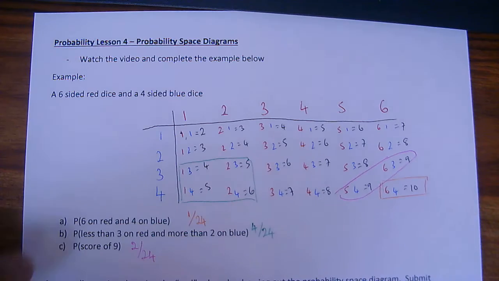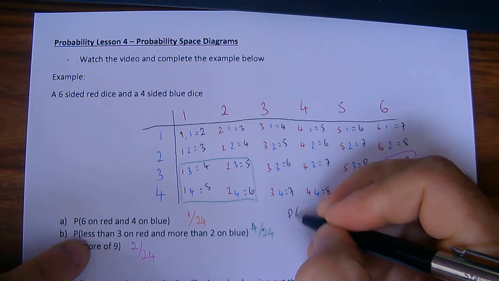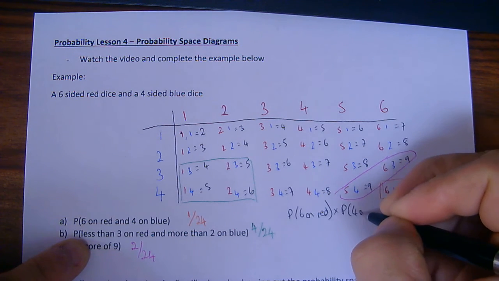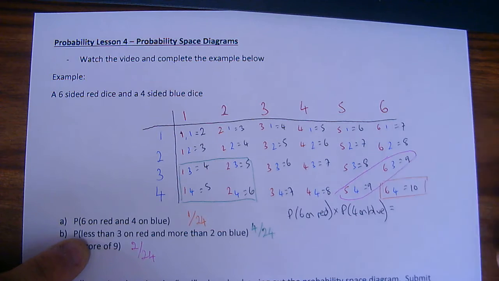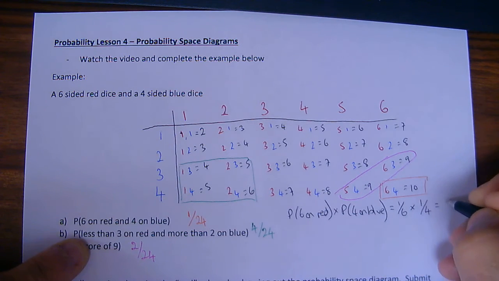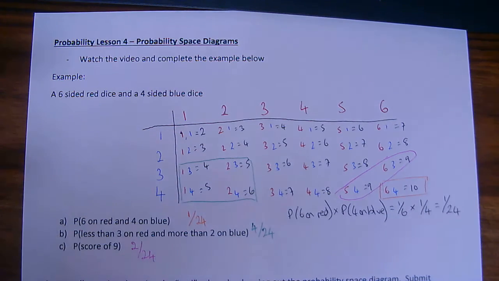So let's do that using the sample space probability space diagram. Let's do that using the AND and OR rule. Well, because we know the 2 dice are independent, this is the probability of 6 on red times by the probability of 4 on blue. Now, the chance of getting a 6 on red is 1 out of 6, 4 on blue is 1 out of 4. I times them together and I get 1 out of 24.